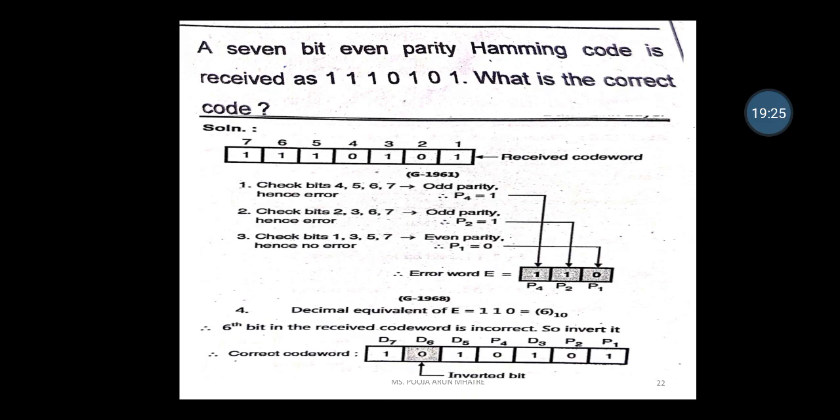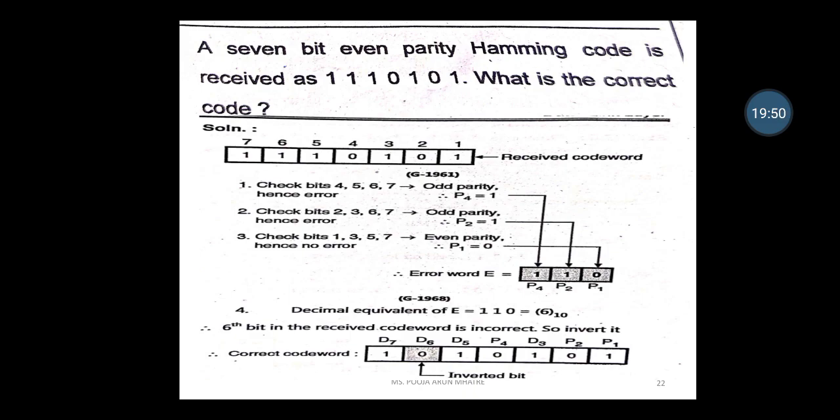Check bits 2, 3, 6, 7, which have odd parity. That means P2 equals 1 and hence an error occurs. Check the bits 1, 3, 5, 7, which have even parity. That means P1 equals 0, hence there is no error. So the error code word E equals 110, that is P4, P2 and P1.